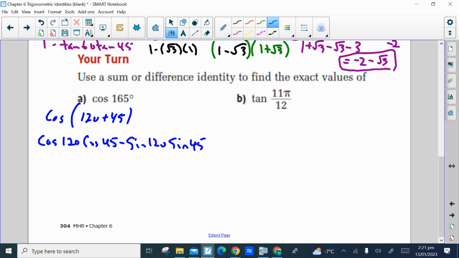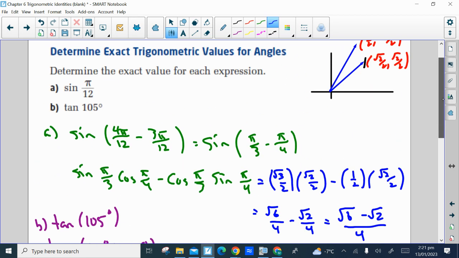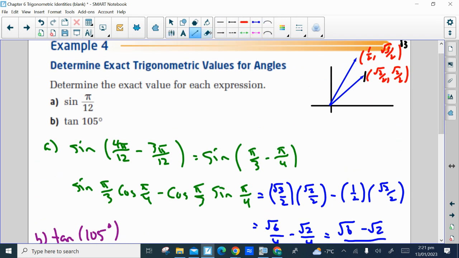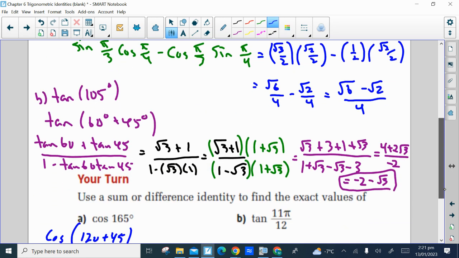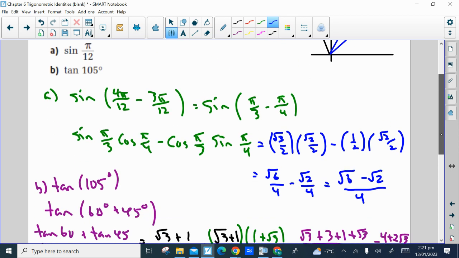So 120 degrees, well, that has a reference angle of 60 degrees. It'll have the same two values as 60 degrees, except the x value would be negative. This would be negative a half, comma, positive root 3 over 2. So the cosine of 120 is negative 1/2.